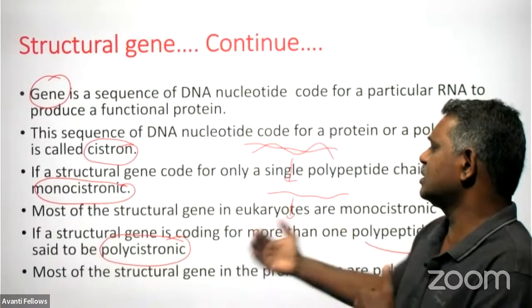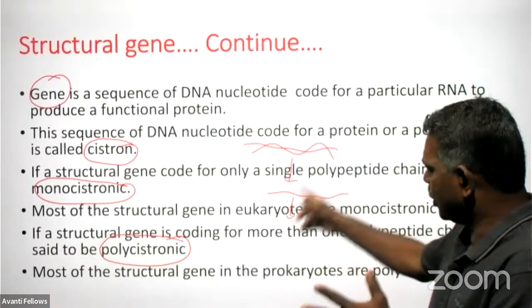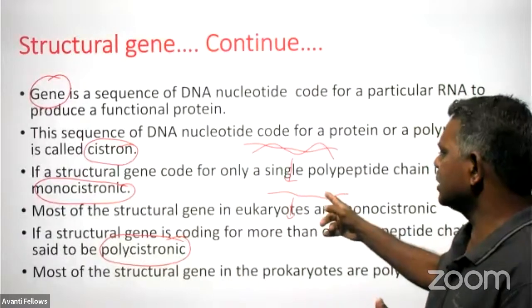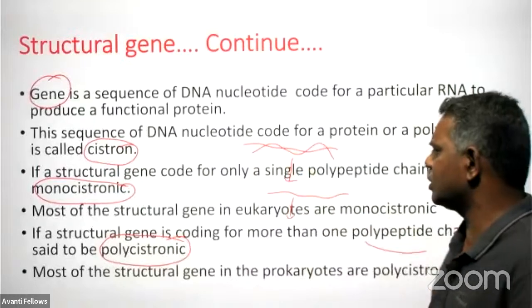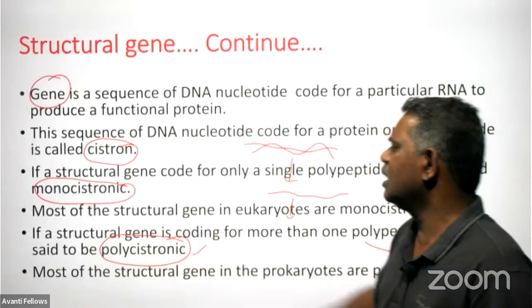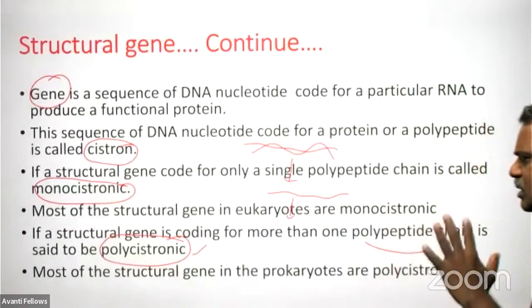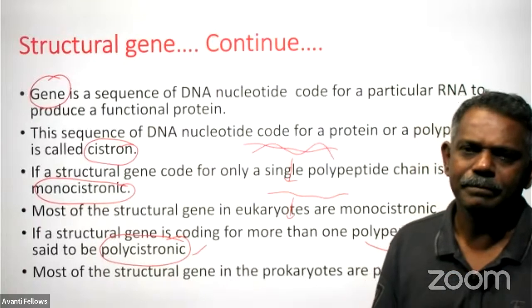Sometimes in some organisms, we can find a structural gene that produces an RNA, and this RNA is not for only one protein, but for many proteins, more than one protein or polypeptide chain, and that we call polycistronic. And most of the structural genes in the prokaryotes are polycistronic only.